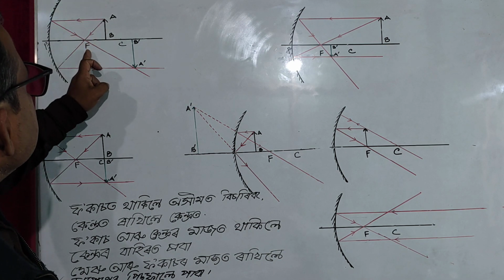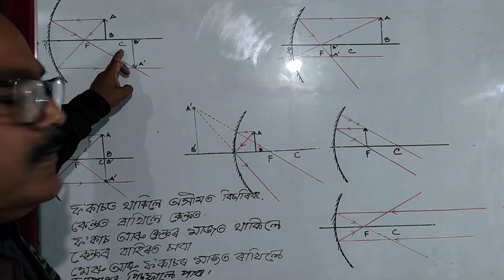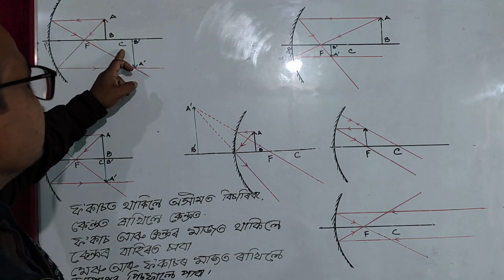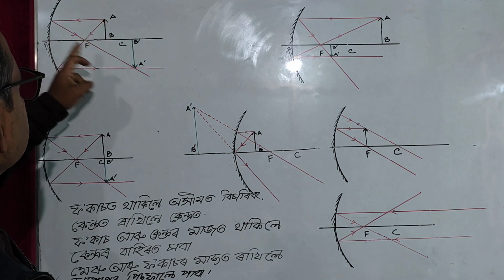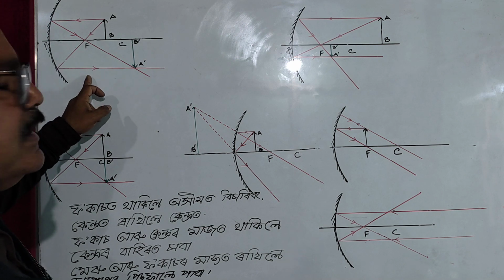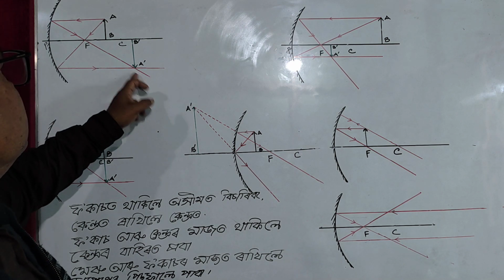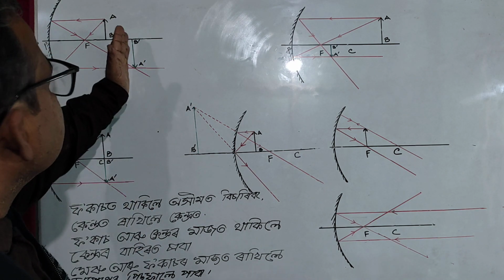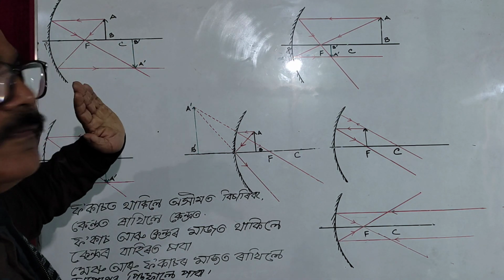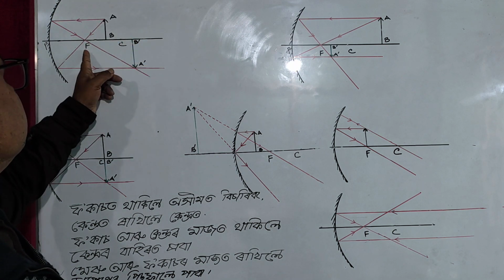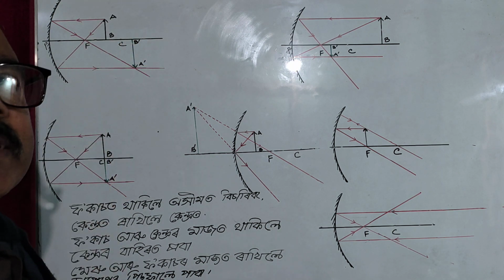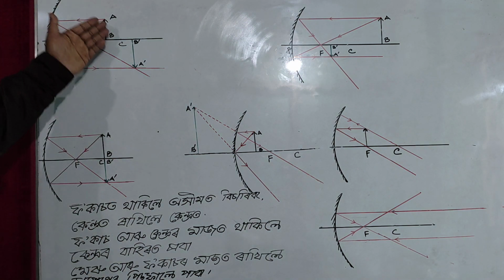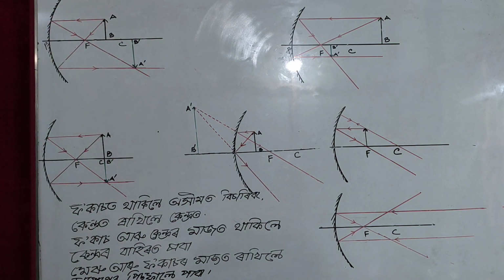Now you see, the position of the object is in between focus and center of curvature. When the object is placed in between focus and center of curvature, after reflection the reflected rays actually meet behind the center of curvature. So we will get the image behind the center of curvature when the object is placed in between focus and center of curvature. Am I right? Now yourself, you see the characteristics of the image.